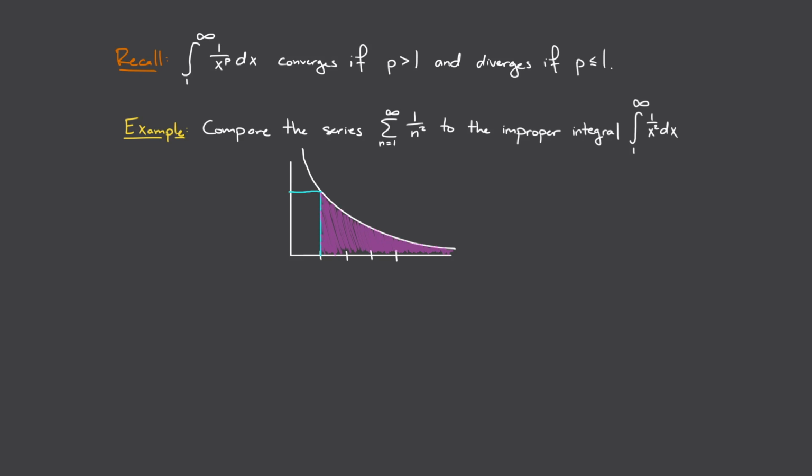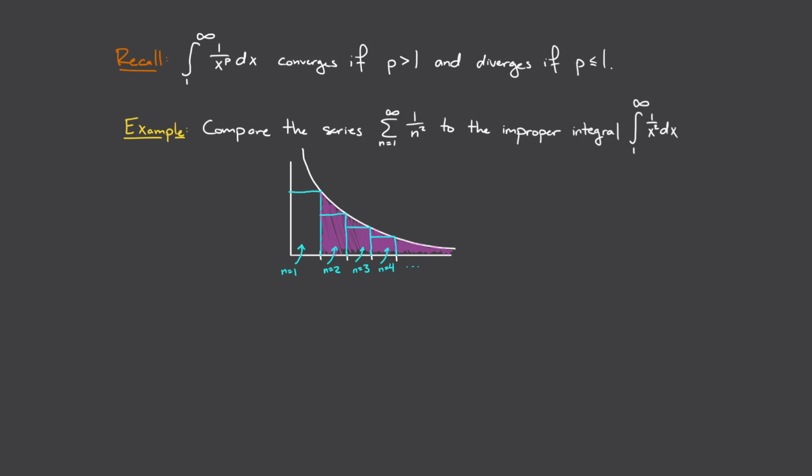Similarly, the n equals 2 term is the area of this rectangle, the n equals 3 term is the area of this rectangle, and so on. Now, how does the area of the pink region compare to the area inside the blue rectangles? Well, besides the first rectangle, all of the other rectangles lie inside the pink region.